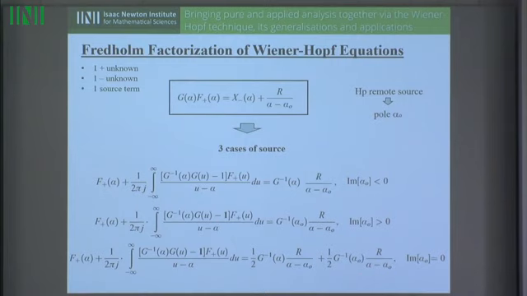Practically, we use the first two, not the third one, because the third one is the case where we have no losses in the problem, but we usually assume that we have some losses, so the geometric optics poles do not stay on the real axis.